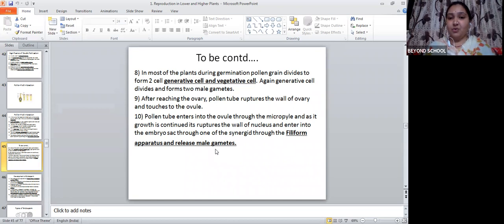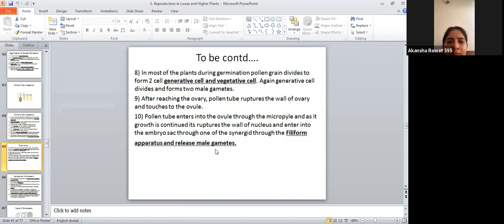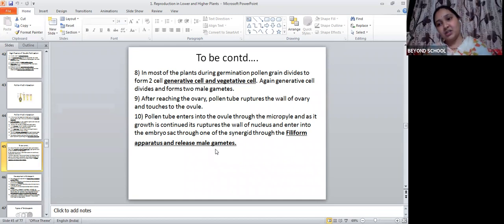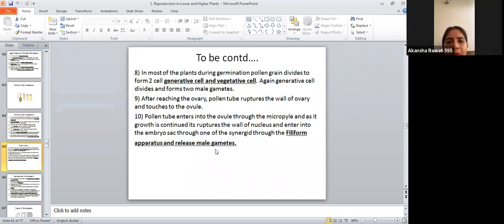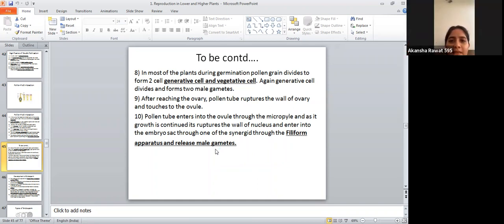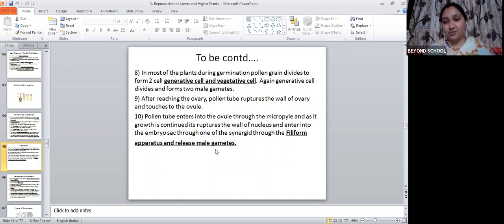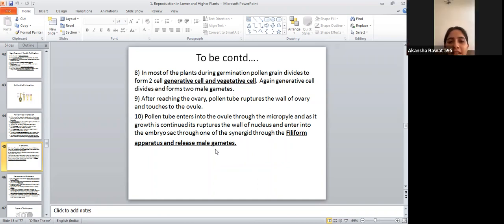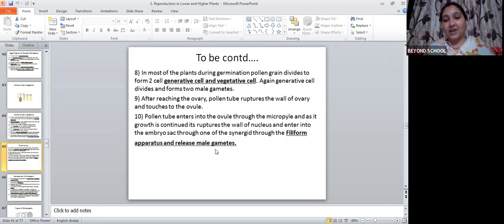After that, what will happen? After reaching the ovary, the pollen tube is going to get ruptured, and the wall of the ovary is going to touch the ovule. This is the normal process which you and I know. This pollen tube is going to enter the ovule because we are studying an anatropous ovule. So the pollen tube is going to enter via the micropylar end, the micropyle region, which is present down towards the base because it is an anatropous ovule. And hence the growth will continue, and it will go to the embryo sac.